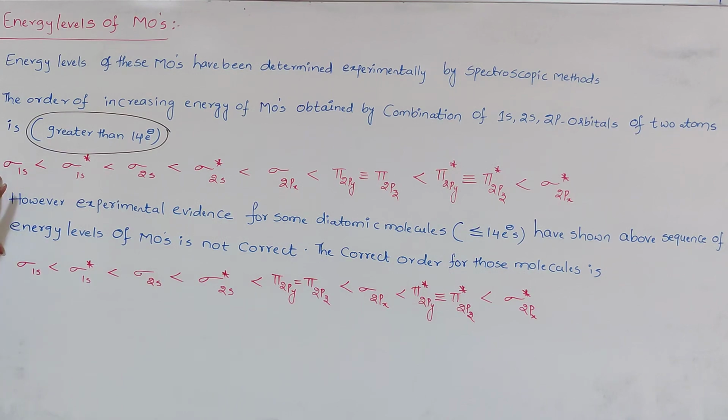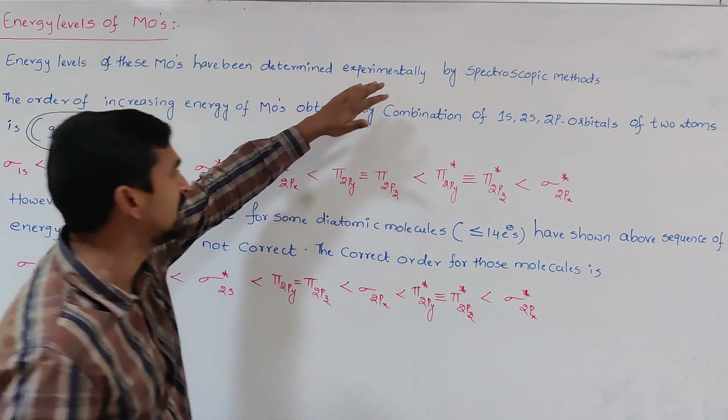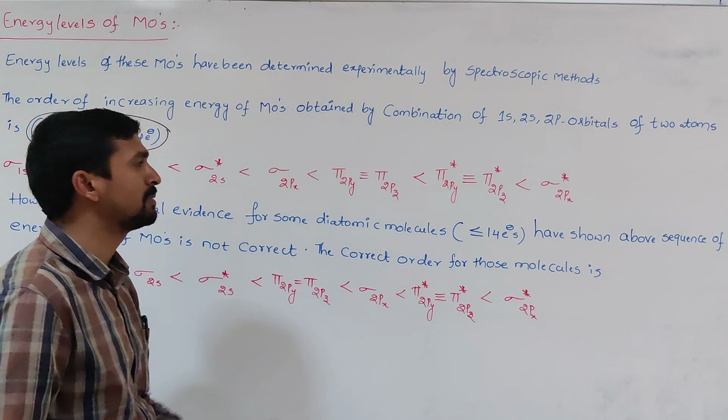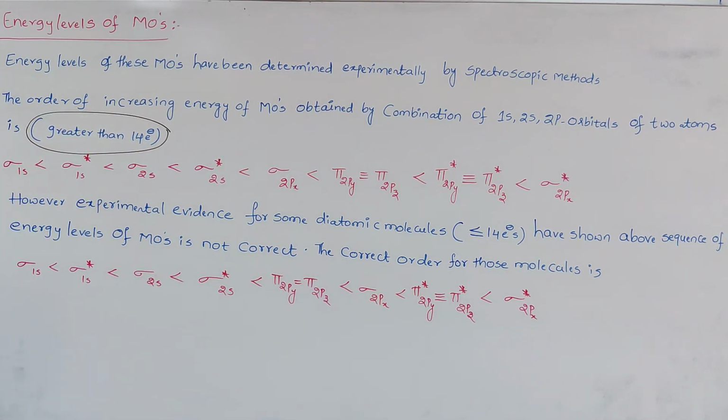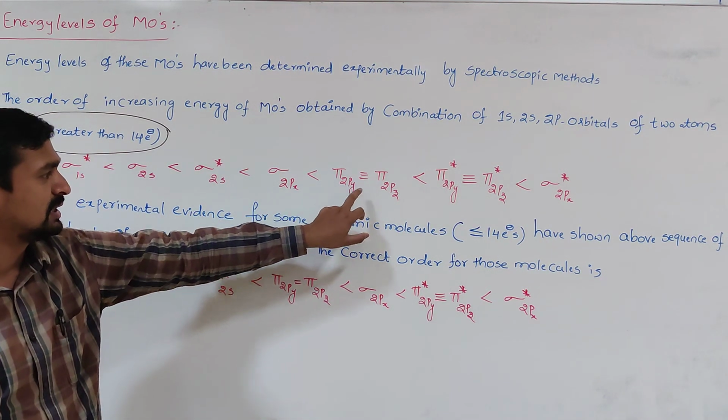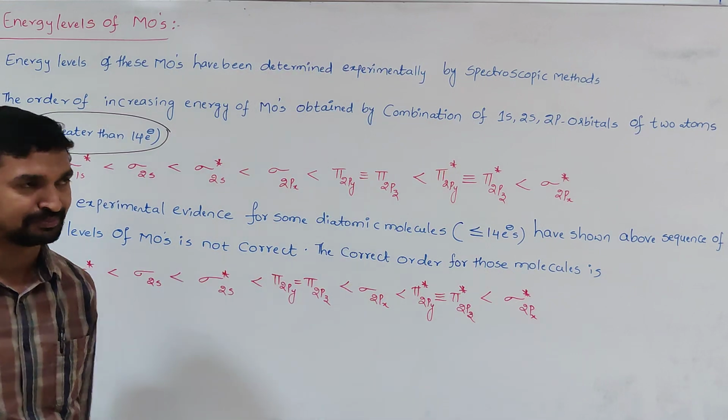So how can we determine this energy order? There are some methods. Spectroscopic methods are used to determine the energy of these molecular orbitals, that is, the bonding and anti-bonding molecular orbitals. Wherever we write these three lines, that indicates both have the same energy.